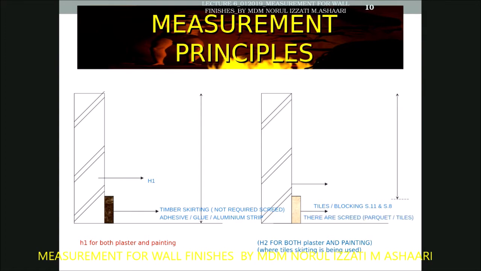Why did I put this in two different categories? Because I want you to see the height. The height for H2 will start from the top of your skirting. So that will be the difference in terms of the height. It is very important for you to see the relationship between the material that you use for the wall and the material that you use for the skirting of the floor finishes.